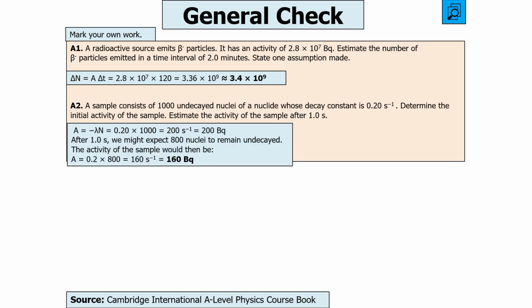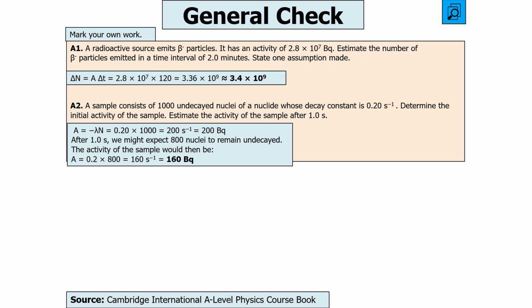Now, in this next one, we also know activity is equal to the negative of the decay constant times by N. So it's 0.20 times by 1,000, which is equal to 200 seconds to the minus 1, or 200 becquerels. So therefore, after 1 second, 200 of those nuclei will decay, so 800 will be left.